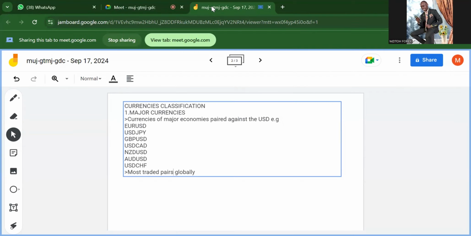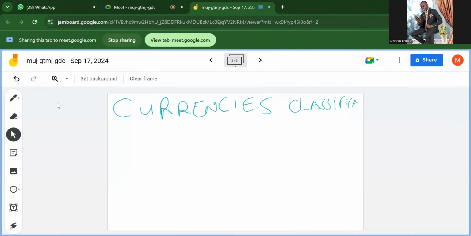Let's proceed. Now let's move to the second category, which is the minor currencies.